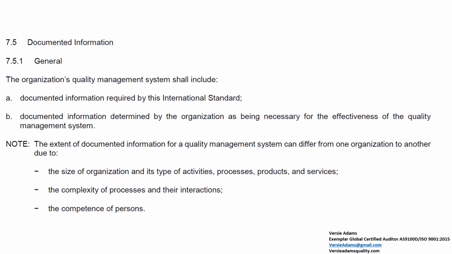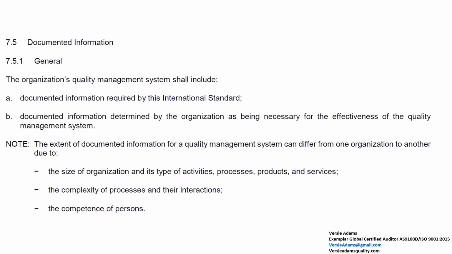Okay? Now the note here says the extent of documented information for a quality management system can differ from one organization to another due to the size of the organization and its type of activities, processes, products, and services, the complexity of processes and their interactions, and then the competence of persons. So what that's really saying is that there are large companies and there are small companies. And there are some companies that have some very complex processes and assemblies and manufacturing steps that occur throughout the quality management system. So the amount of documentation is going to be greater for some of those companies that are larger and have a lot of complex activities. Now those companies that are smaller and have some relatively simple processes are not going to have a lot of documentation requirements because of their processes, right?